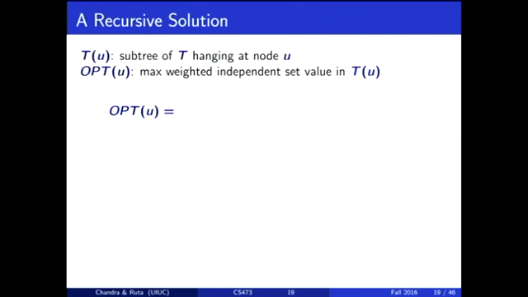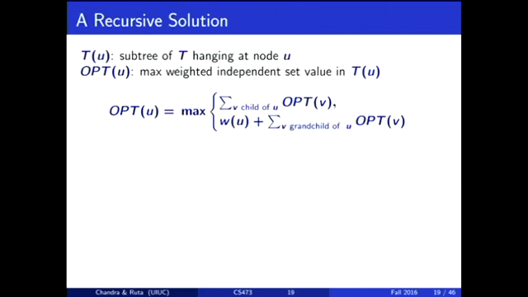We say, okay, the sub-problems we are generating, you can index them by every node. Look at a node u, and T_u is the subtree of T hanging at node u, and opt of u is the maximum weight independent set value in T_u. And then from what we saw in the recursion, what is the value of that? It is one of two cases. You don't include u, in which case you sum over the children v of u, opt of v. Or you include u, that is weight of u plus the sum over grandchildren v of u, opt of v. We just did the recursion.